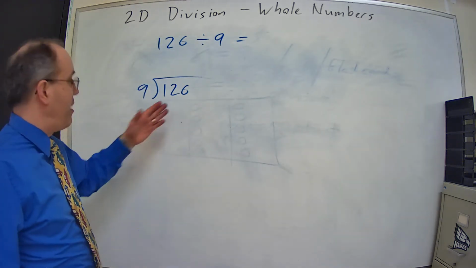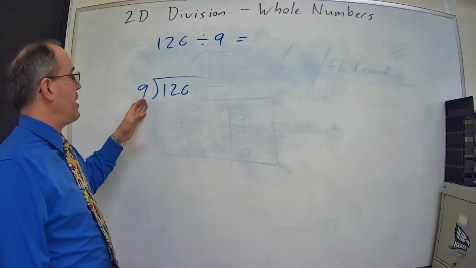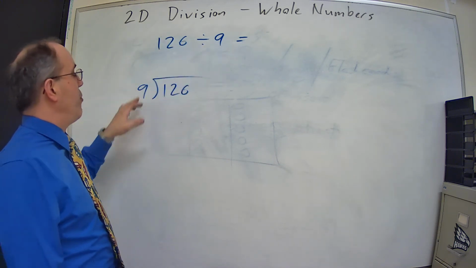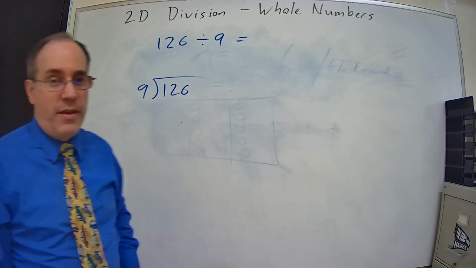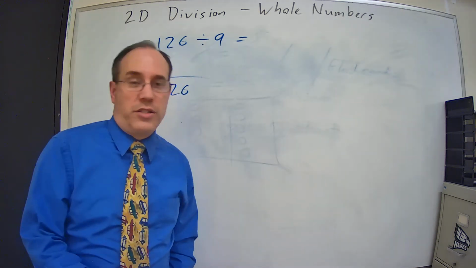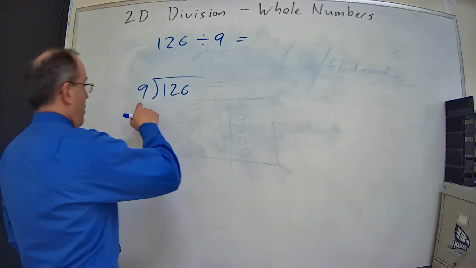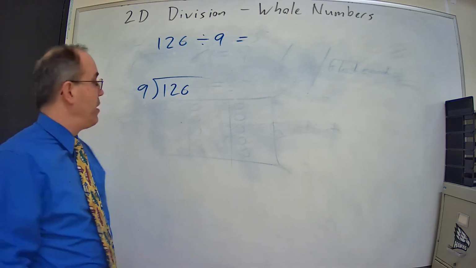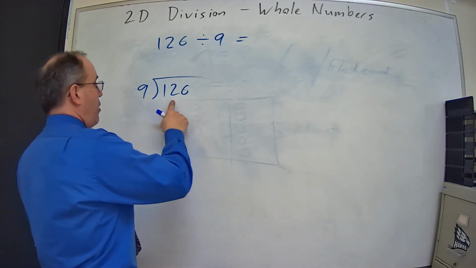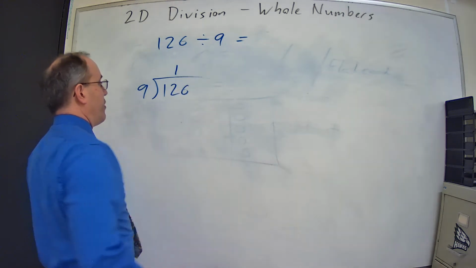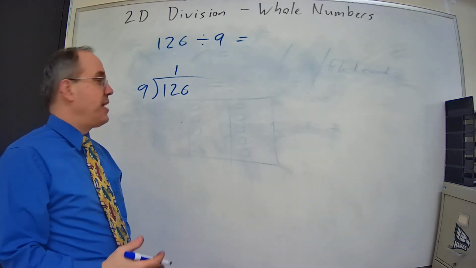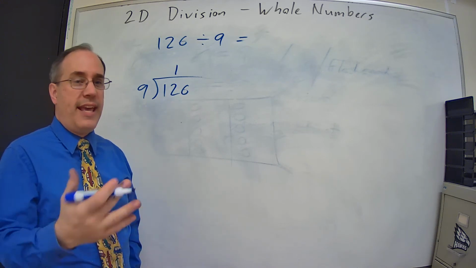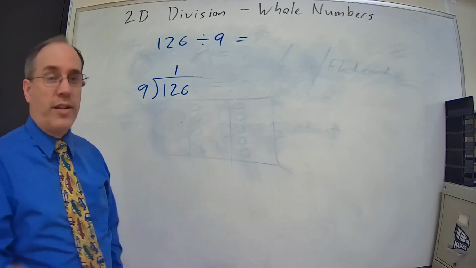Now remember, be careful to get the divisor on the outside. The dividend, 126, goes inside. The divisor, what we're dividing by, goes on the outside. So here's the process for long division. How many times does 9 go into 1? Well, it doesn't. How many times does 9 go into 12? Well, it goes in once, right? I can take away 9 from 12, but 9 times 2 would be 18. I can't take 18 from 12, so it goes into 12 once.